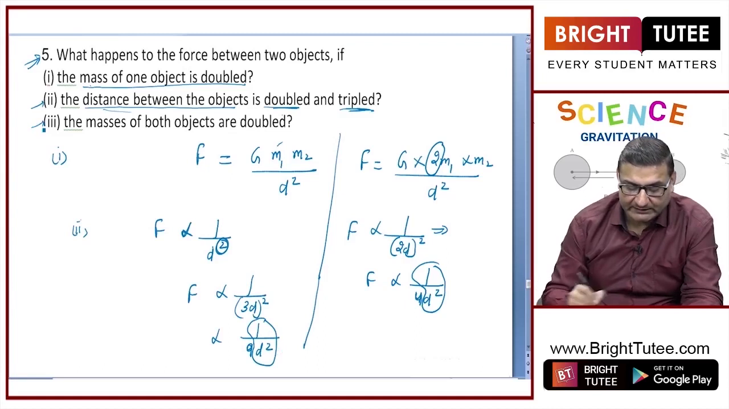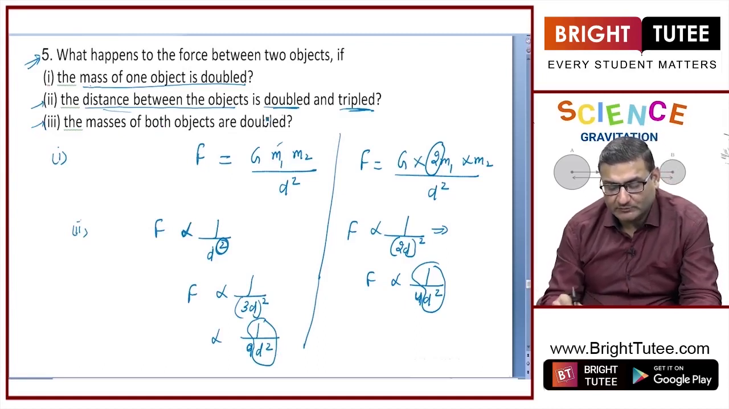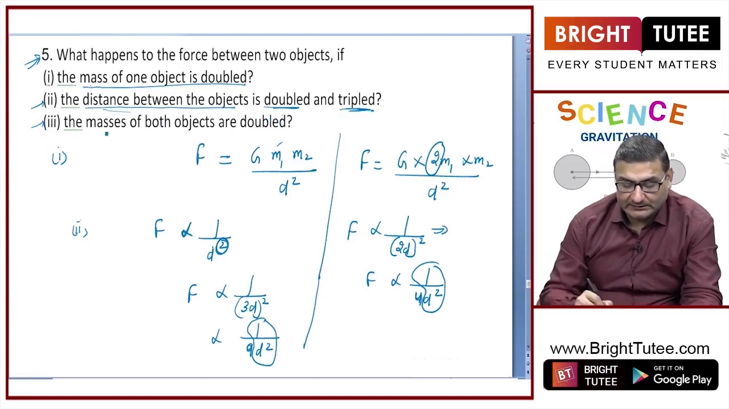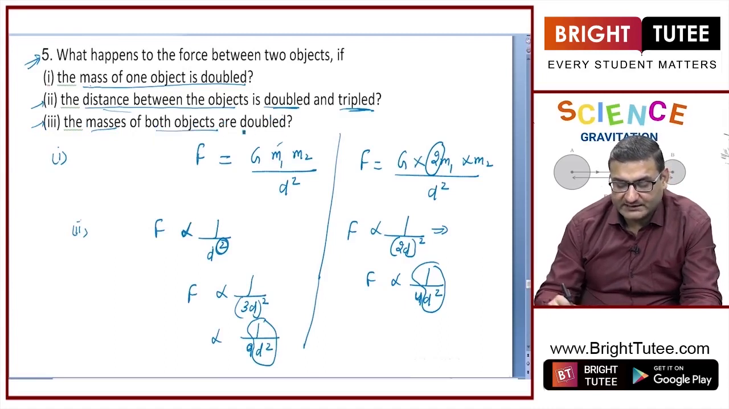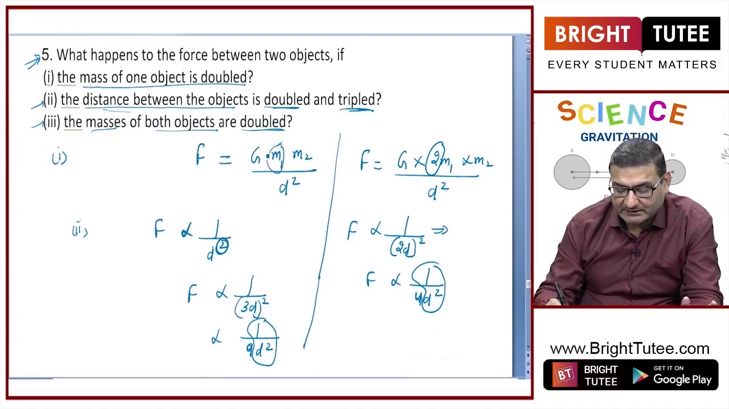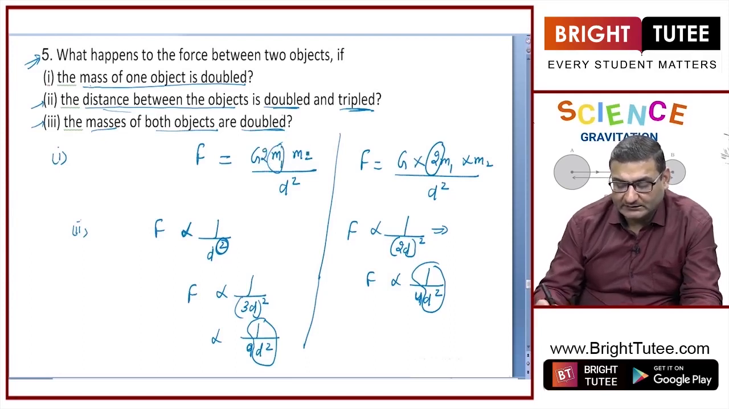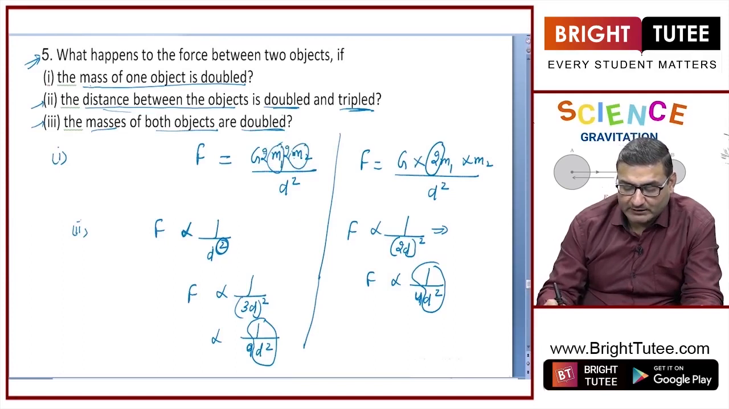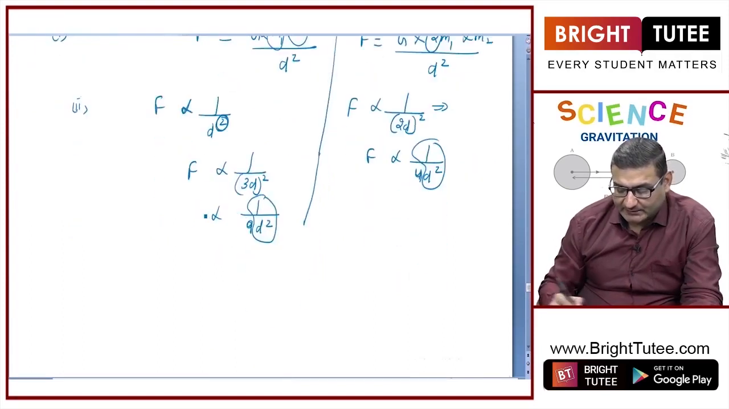Now, the third part is the masses of both objects are doubled. So, quite simple, the mass of the first object is doubled, that is 2 m1, the mass of the second object is also doubled, that is 2 m2. So, 2 and 2 are additionally multiplied.